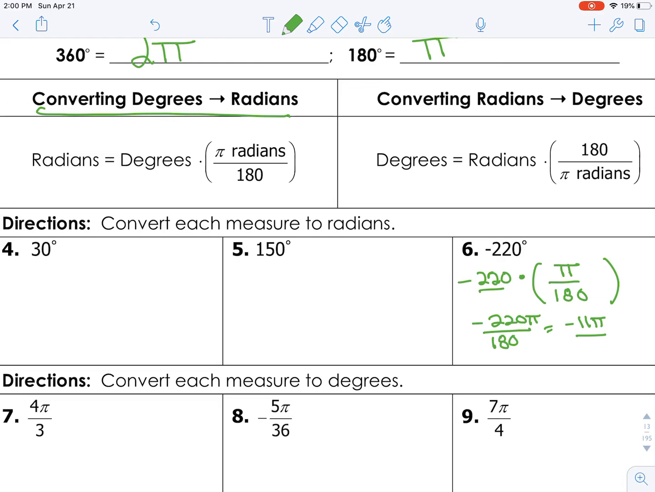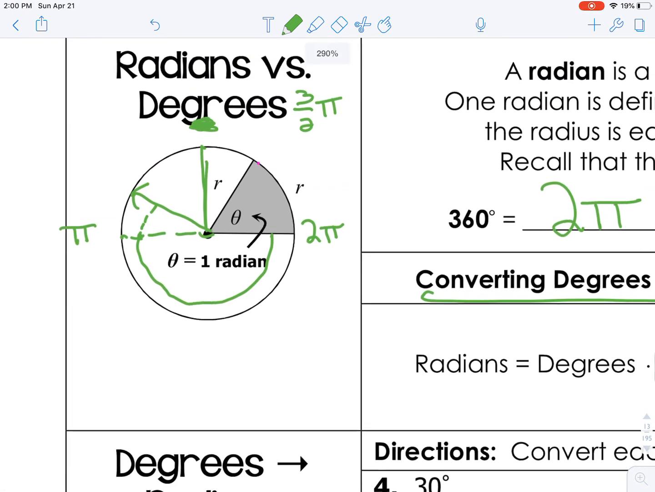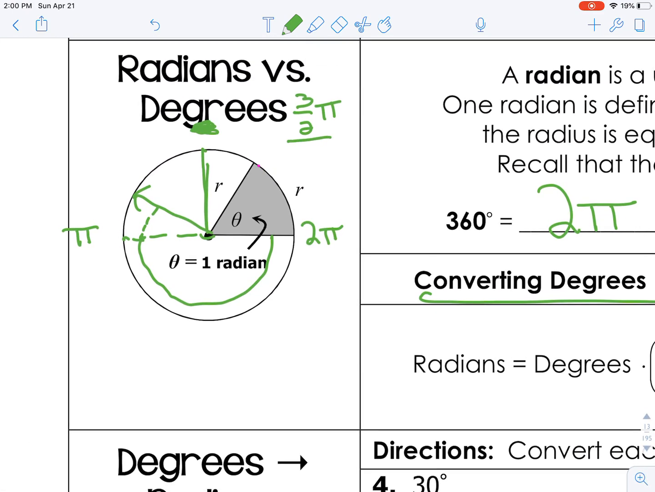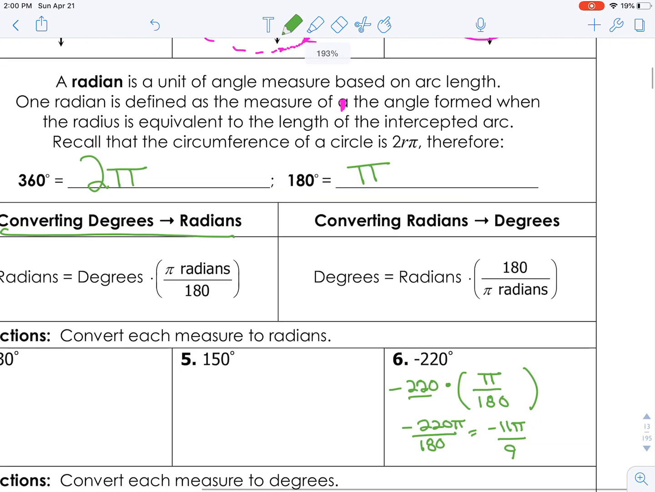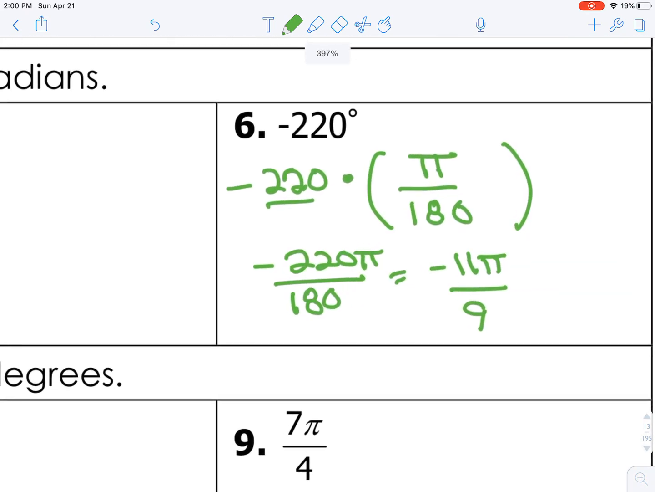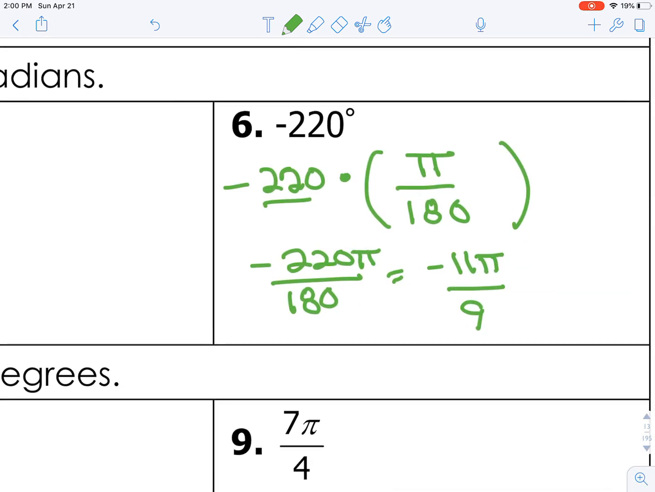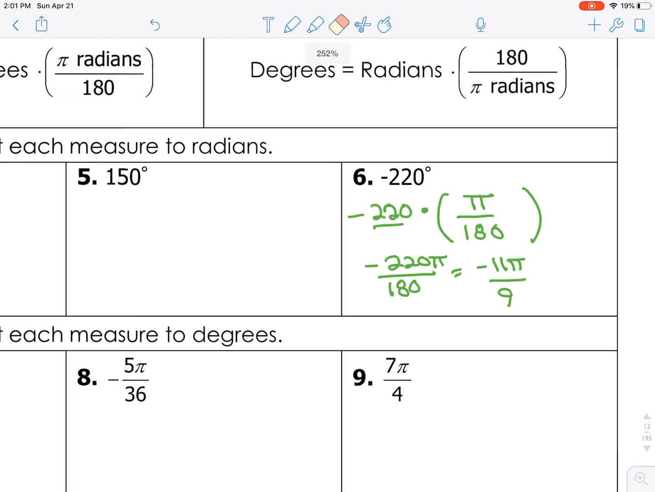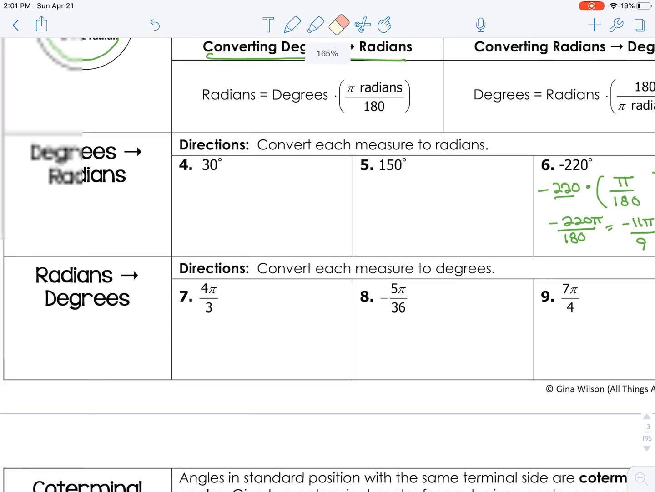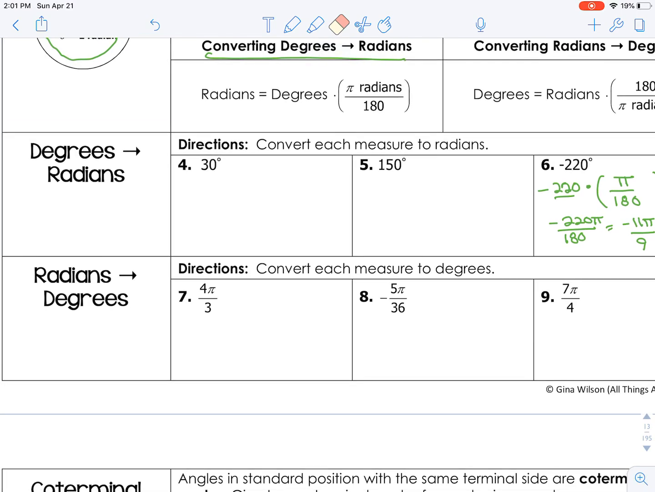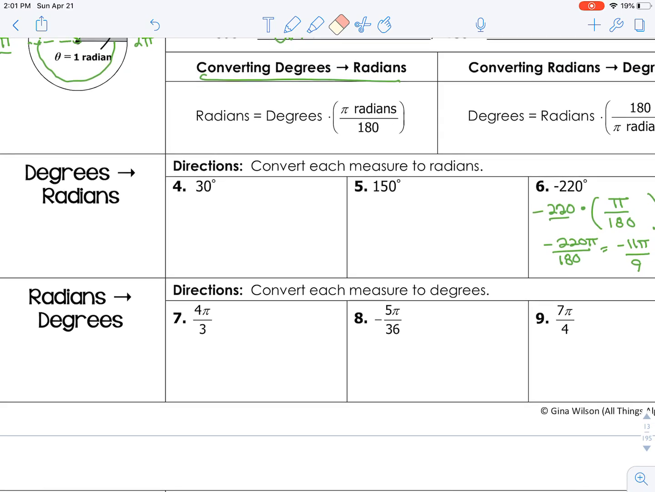pi over 9. Now think about that, how that compares to our estimate. We estimated that it would be somewhere in between 1.5 and 1. And sure enough, this fraction is right in between, 1.5 would be like negative 13.5 over 9, right? So we're somewhere in between, and our estimate was correct. So 4 and 5 will be part of your assignment today. Don't do them now. Let's go ahead and do the other way.